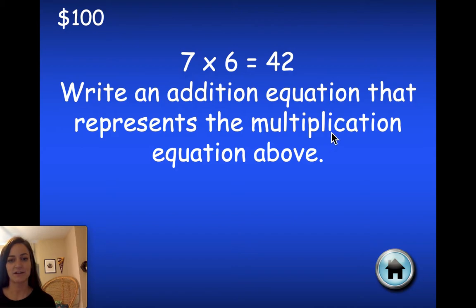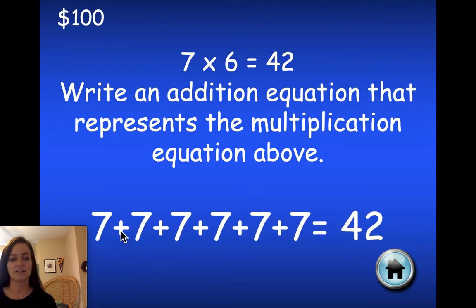All right, let's see what our answer is. Good. 7 plus 7 plus 7 plus 7 plus 7 plus 7 equals 42. Notice we have 7 6 times. 1, 2, 3, 4, 5, 6. You also could have written 6 plus 6 plus 6 plus 6 plus 6 7 different times. I will give you that answer too, because it does say 7 groups of 6. Either one is the correct answer, and you will go ahead and give yourself $100.